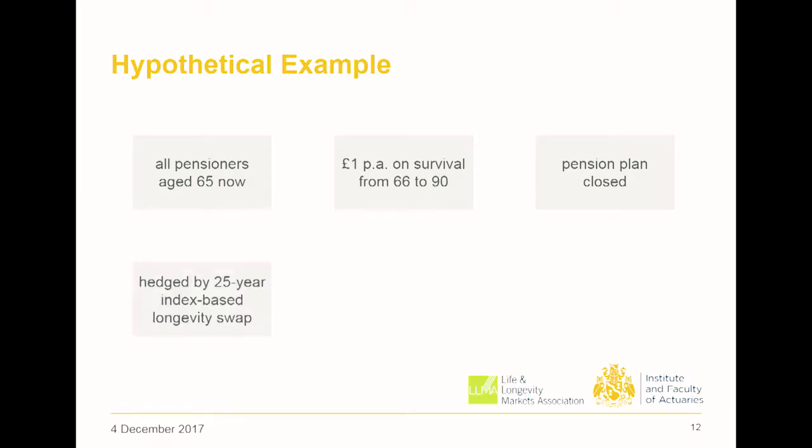A 25-year index-based longevity swap is used to hedge the plan. The size of the swap is calculated from numerical optimization based on the simulated scenarios from the models. The objective of the optimization is to minimize the longevity risk of the pension liability. Assume that the interest rate is 1% per annum flat.